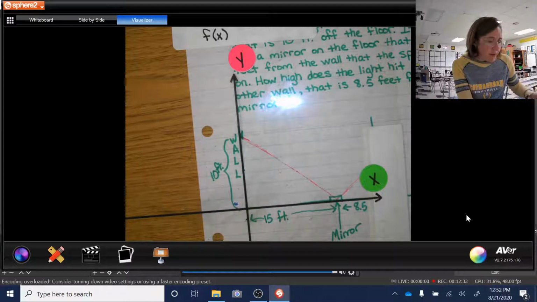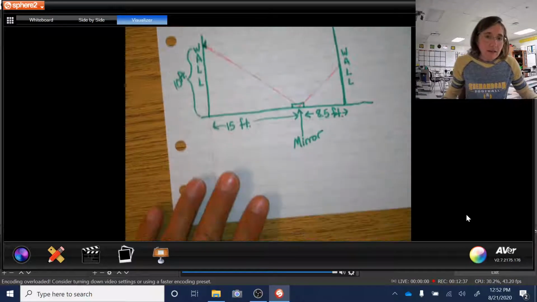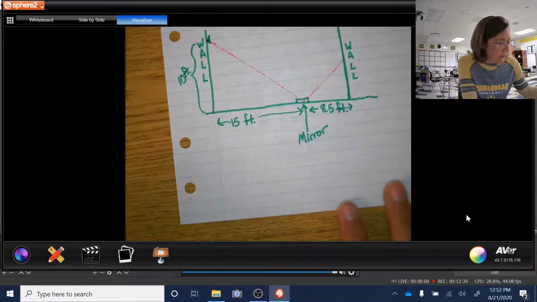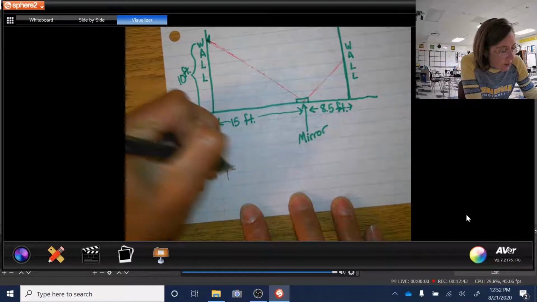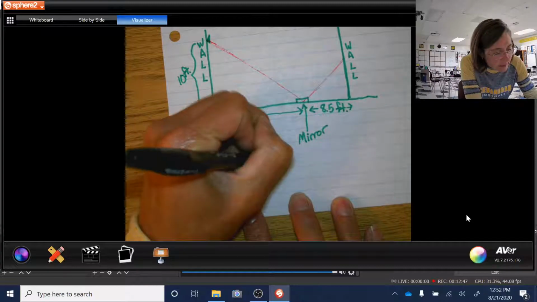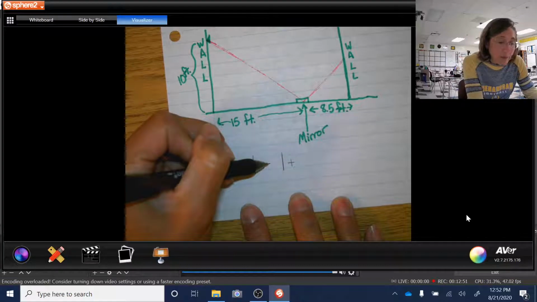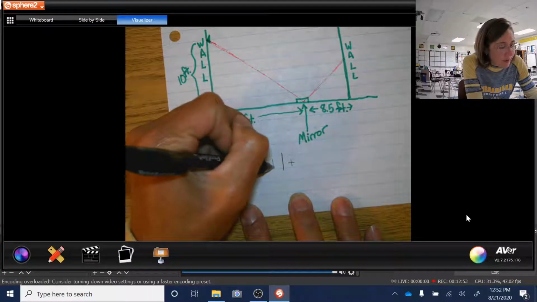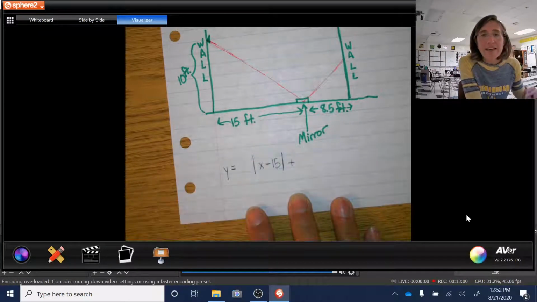So what we're going to do is we are going to write it like so. So y equals x minus. So it's moved 15 feet over, so I'm going to put a 15 in here for the h. Notice the minus sign is there because it's always there in the setup. The 15 is a positive 15 because it's moved to the right.